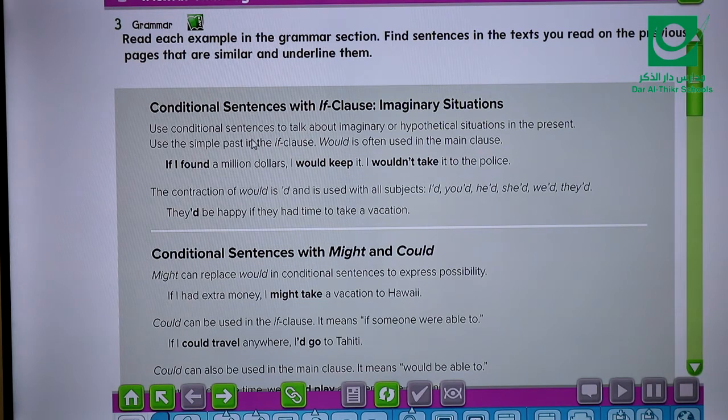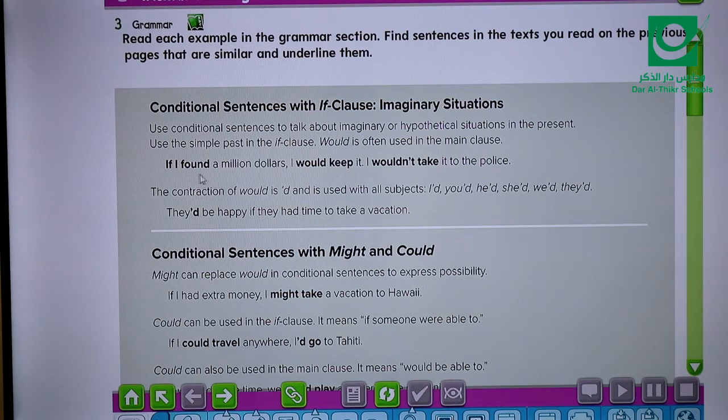We use the conditional sentences to talk about imaginary or hypothetical situations in the present. Use the simple past in the if clause. Would is often used in the main clause. So simply, what we did here is we changed the present into past, and will into would. So we start with if, then we have the past form, then we have would or, for sure in the negative form, wouldn't. For example, if I found $1 million, I would keep it.